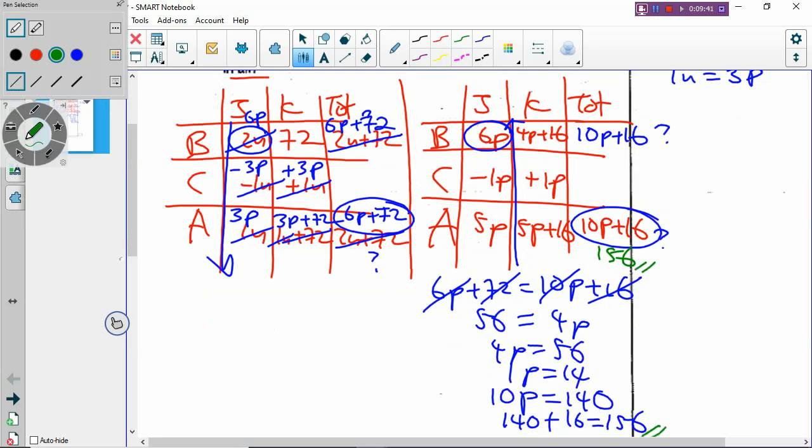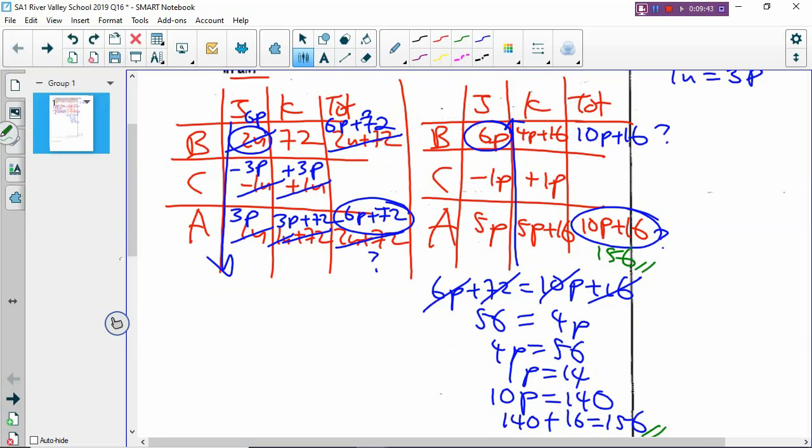And if you look at the other table, do you think you will get the same total? 6 parts plus 72. So what is that? You take 6 times 14, you get 84. 84 plus 72, and you also get the total unchanged.